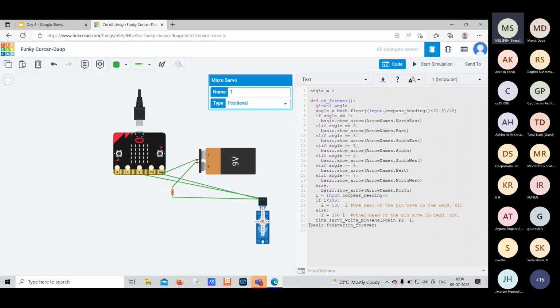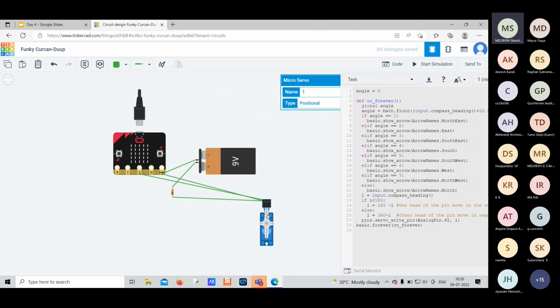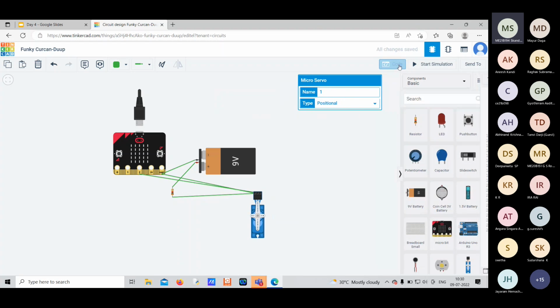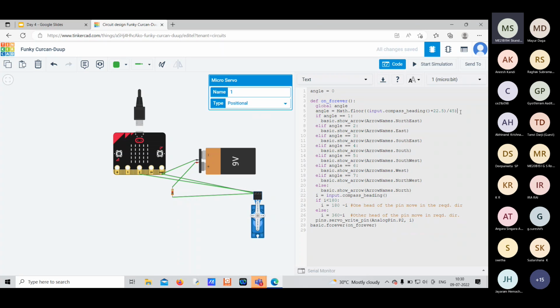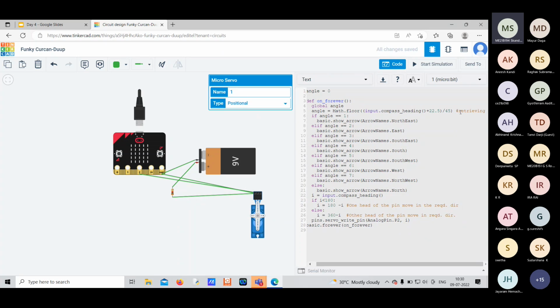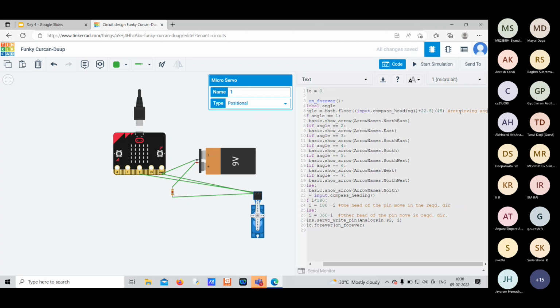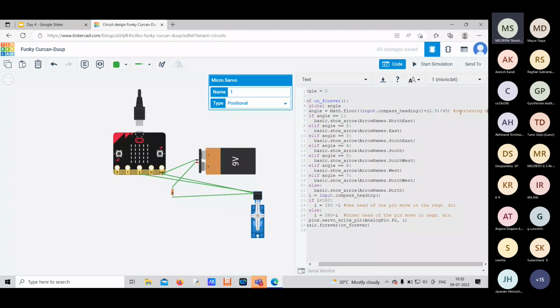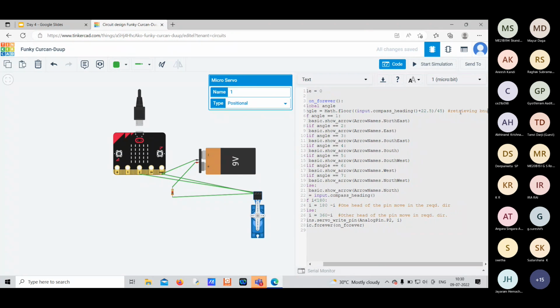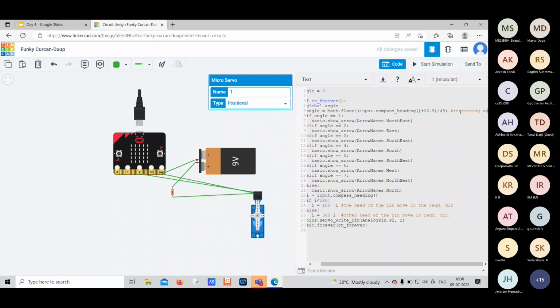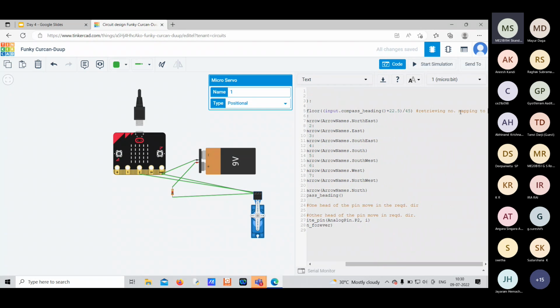And finally, we have given this looping statement, which again makes this whole function repeat over and over again so that we are able to see the changes in the values with changing of your compass needle. So hereby we are retrieving your number mapping to your direction.